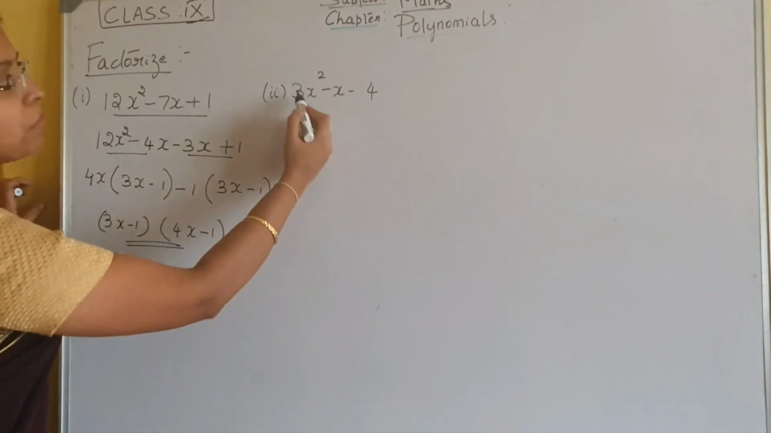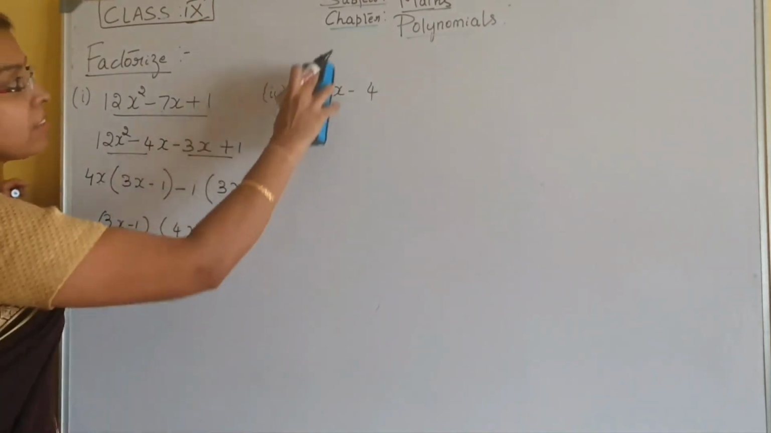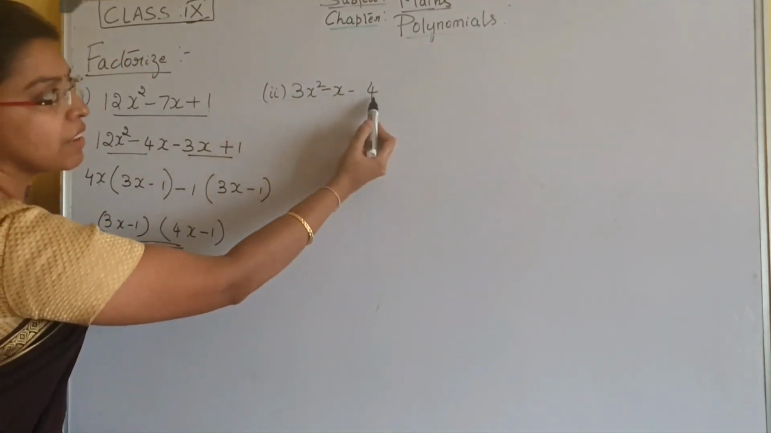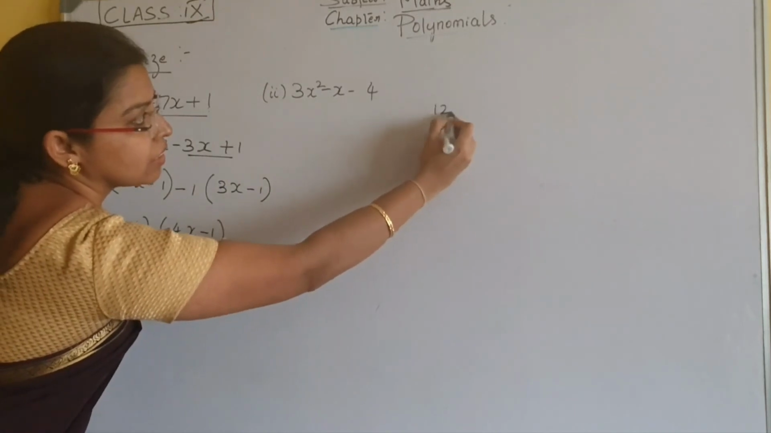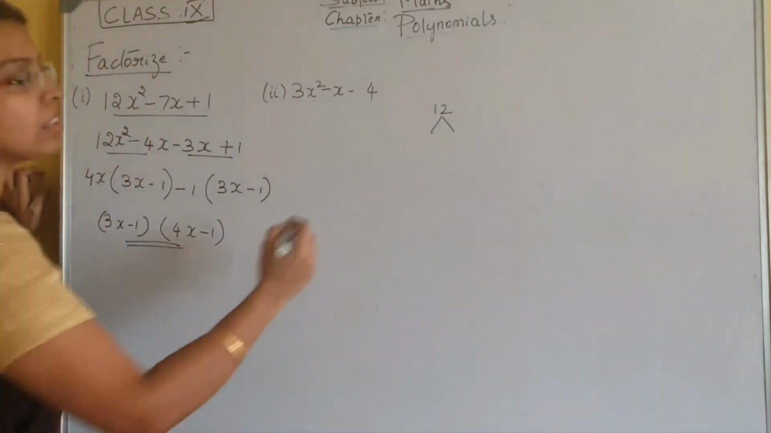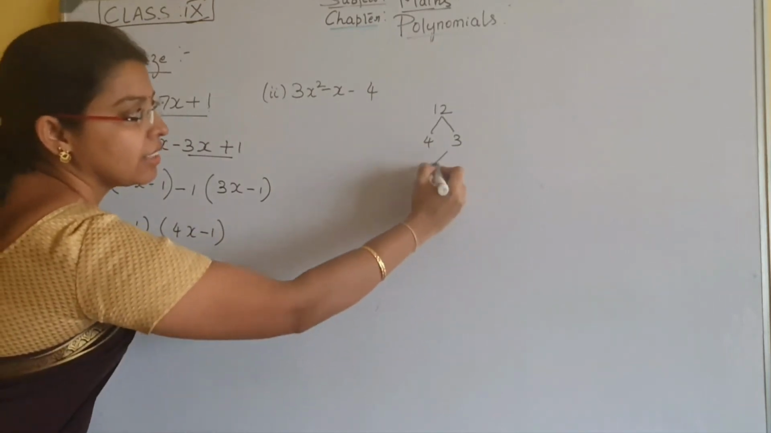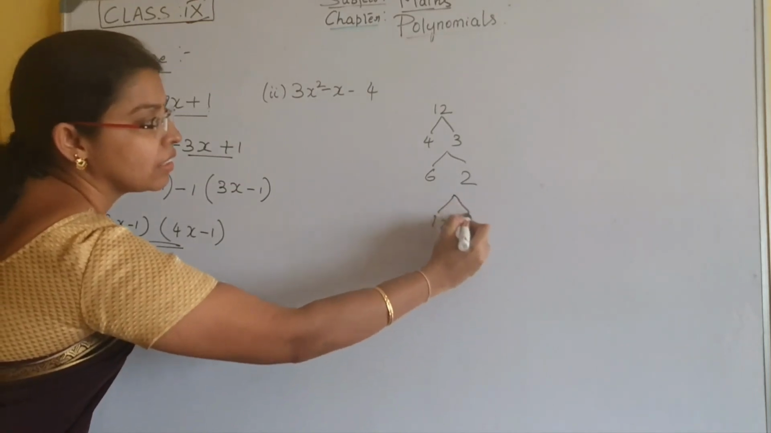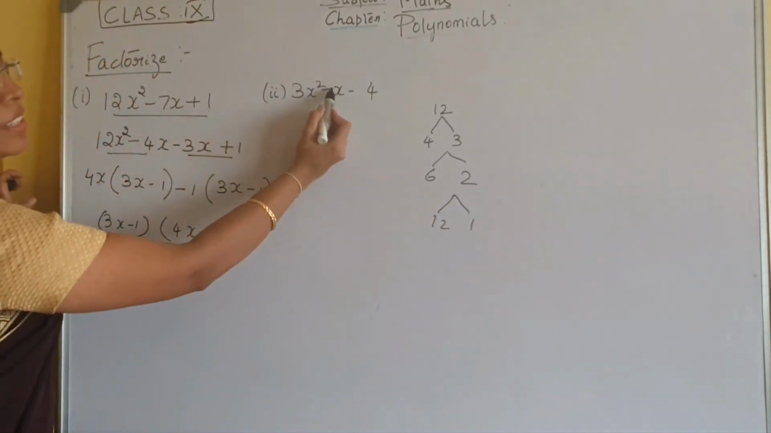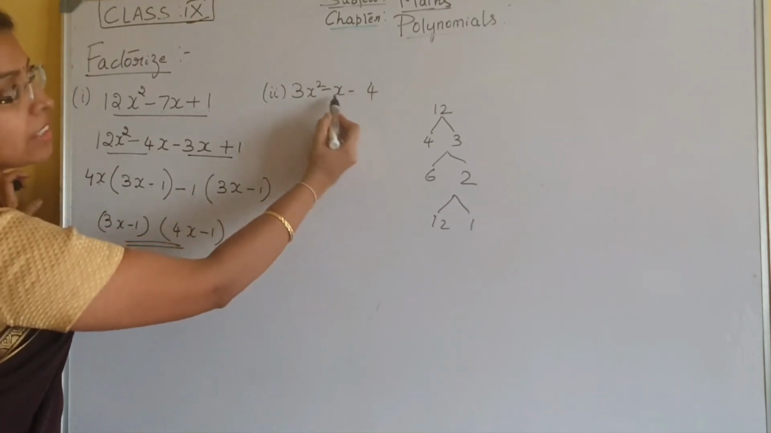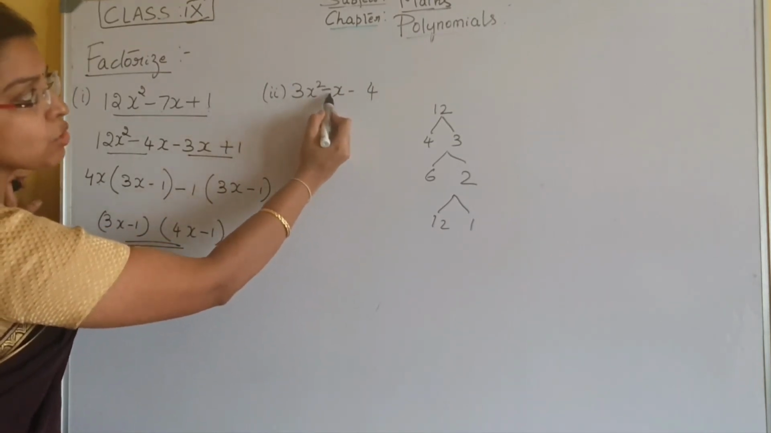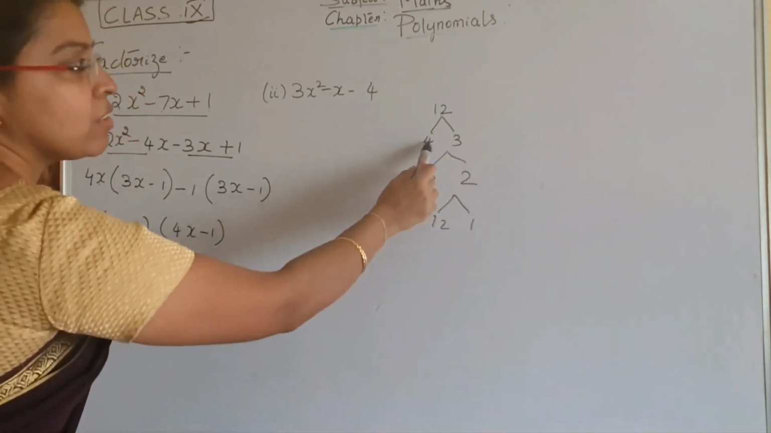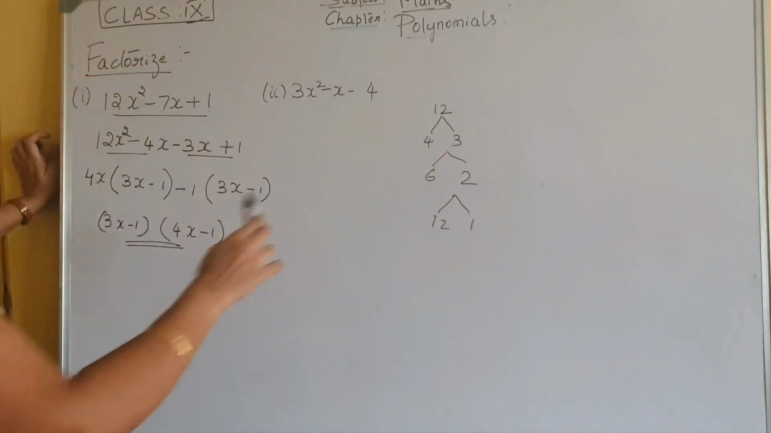So we will solve another problem. 3x square minus x minus 4. This is 3x square, minus x, minus 4. Here, how do we get the factors? 4 into 3, 12. Right? What are the factors of 12? 4 and 3, and then there is another factor 6 and 2, and then one more you have 12 and 1. Right? Which one are we going to take here? See here, when you take factors and add or subtract them, you should get minus 1. Right? So we will take 4 and 3, because when you subtract 4 minus 3, you get 1.